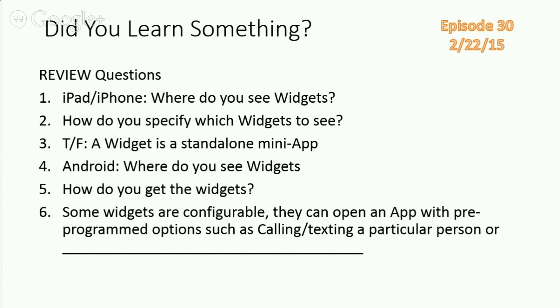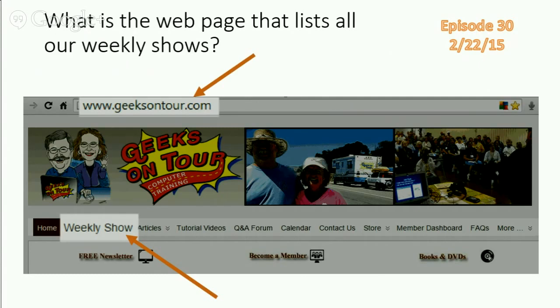Okay. Some widgets are configurable. They can open an app with pre-programmed options, such as calling and texting a particular person or place. Or what else could they do? What other pre-configurable ones are there? Directions. So Google Maps can have a widget that will navigate to a specific place. And you could have several of those. You could have a widget that will take you home, another widget that will take you to the store, another widget that will take you to your daughter's house. Oh, okay. Yeah. That's assuming you have a daughter.